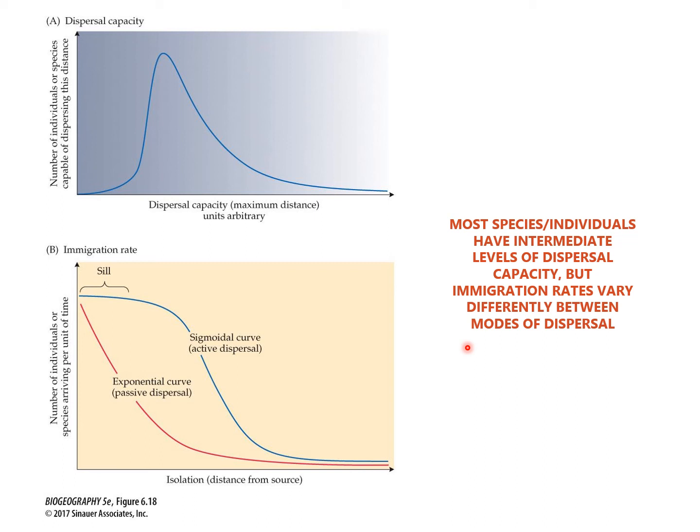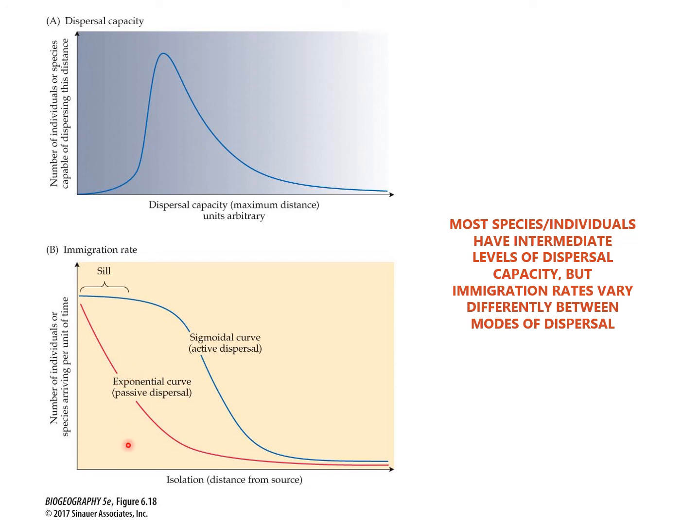But if we were to put all this together, we kind of covered the fact that most species and individuals have intermediate levels of dispersal capacity. So that's what we're seeing here, where if you're looking at the number of individuals or the number of species capable of dispersing a certain distance, most individuals and most species have an intermediate level, and that's because that's what natural selection tends to favor, is some intermediate level. So most individuals fall right in here, but the immigration rate differs by the mode of dispersal.